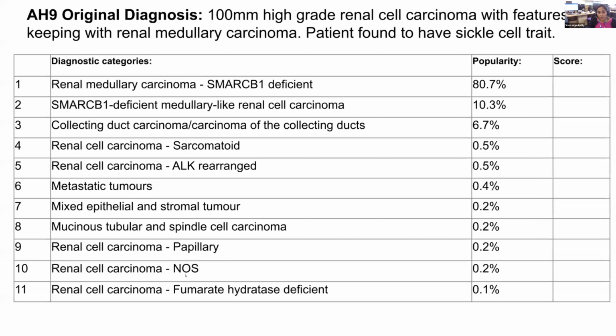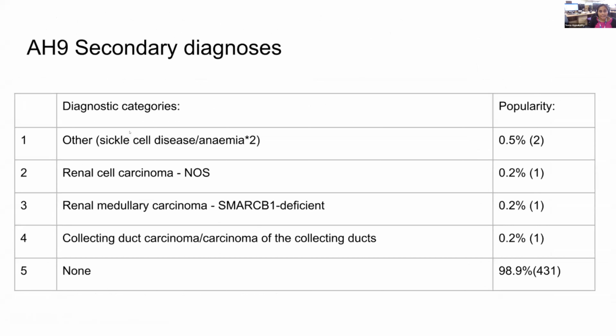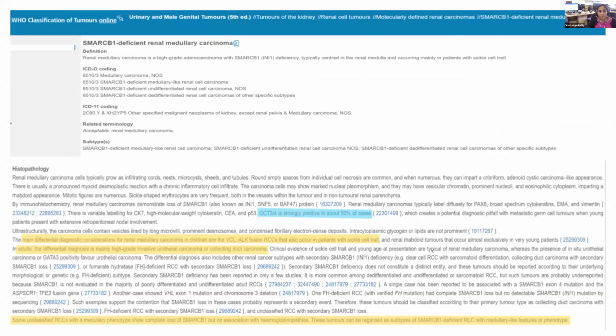Renal cell carcinoma, NOS, again, morphologically possible. Renal cell carcinoma, FH deficient, again, morphologically very possible. And for the secondary diagnosis, people again saw sickle cell disease and the same things. Just a cutout from the WHO classification online, to highlight that OCT3/4 is positive in this and not really positive in any other carcinomas in the kidney, but only 50% positivity.